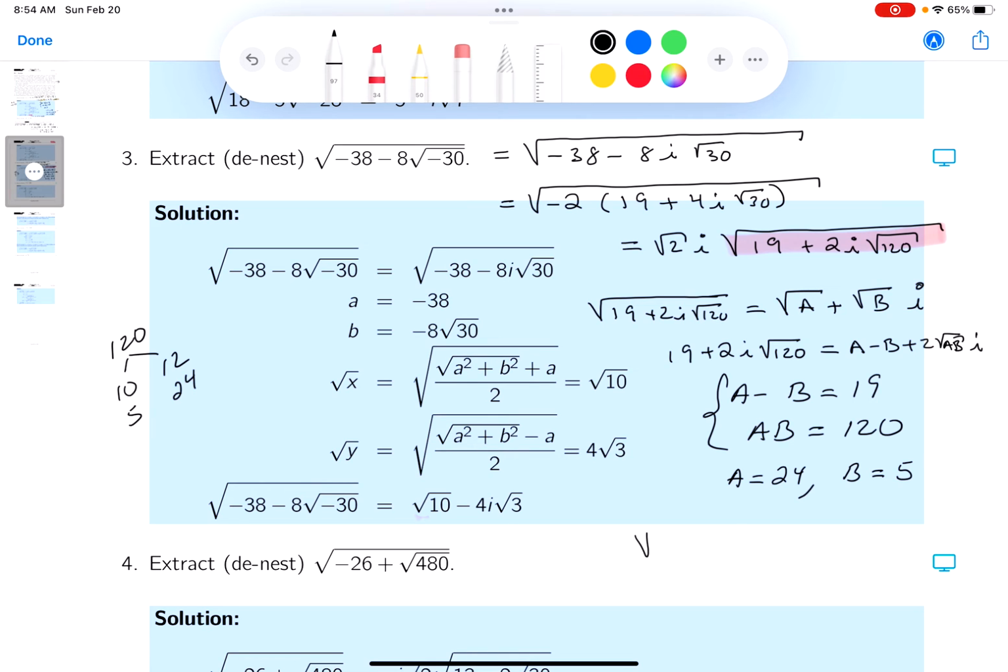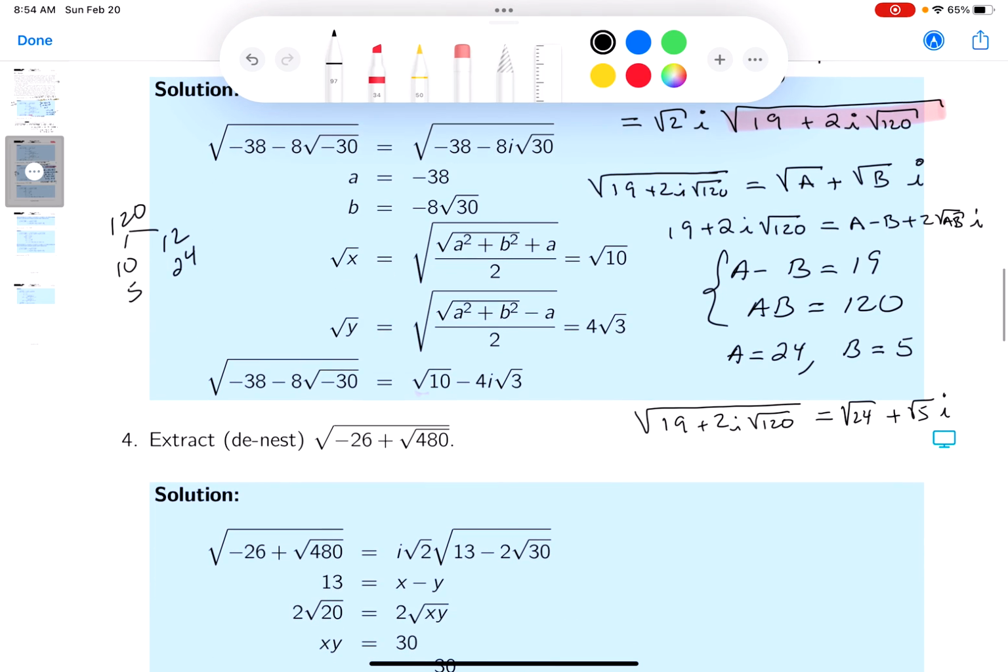So let's write this over here. This is 19 plus 2i root 120. And I'm going to claim a root of that is going to be the square root of 24 plus the square root of 5i. Now, certainly, I'm not going to square it to verify that, but what I want to do is go back and put it up here. So I'm going to write down root 2i, and I found this to be the root of 24 plus the root of 5i.